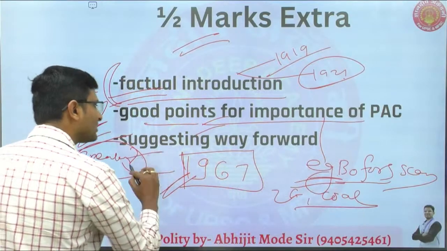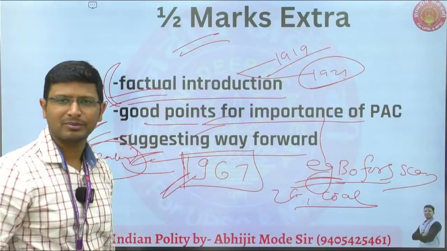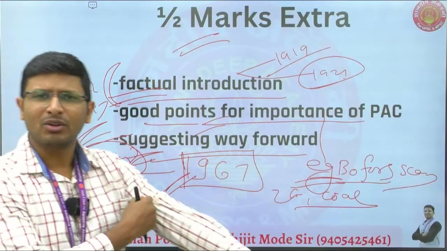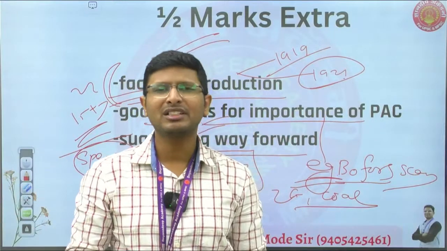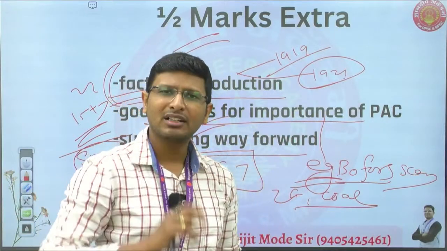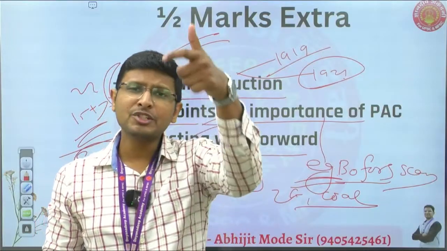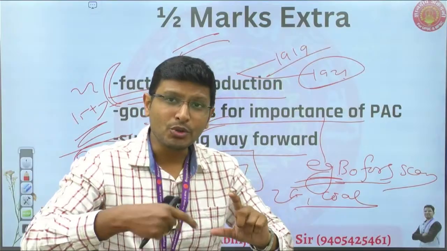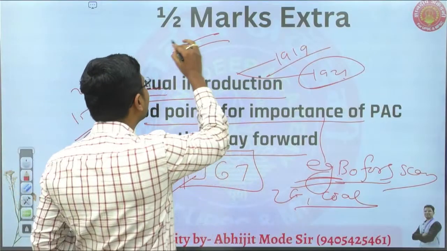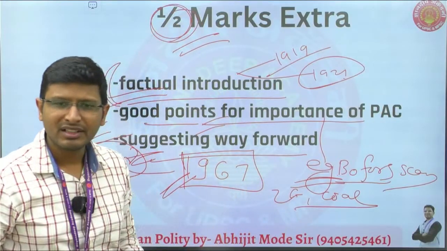Then you have to give the suggestions, good suggestions. Everybody will write the suggestions: their reports have to be made public, or there should be transparency in working. The tenure should be increased from 1 year to 2 years. All these things you can mention. But see, I told you, everybody is going to write these. Where will you get this half marks extra? Again in the conclusion.